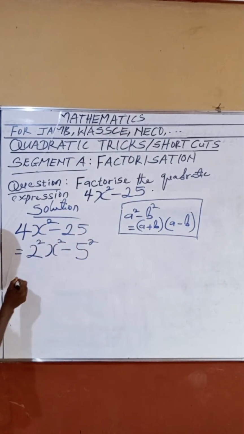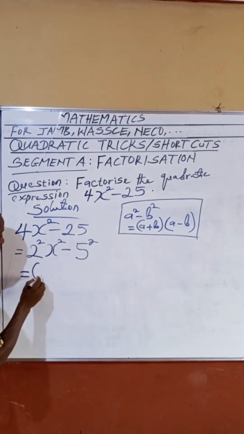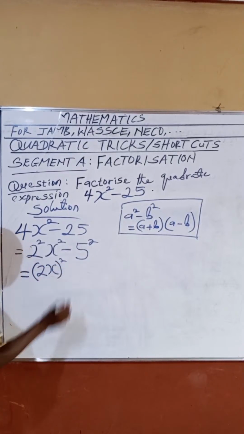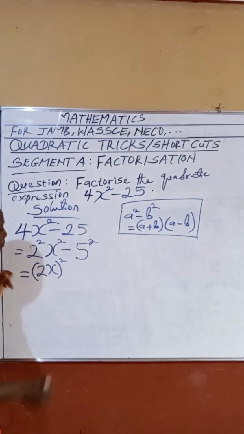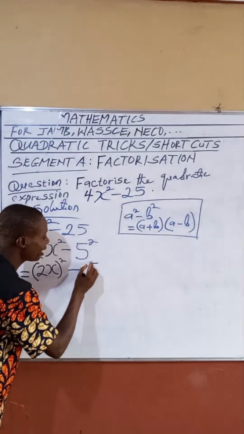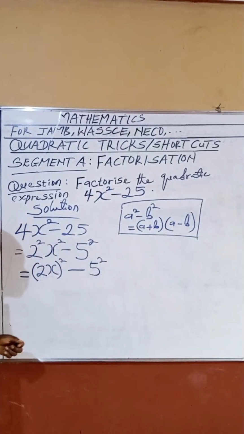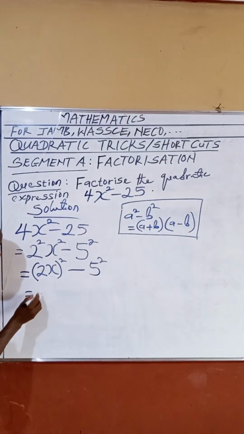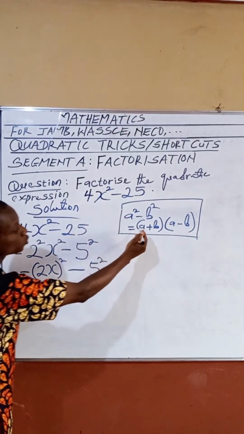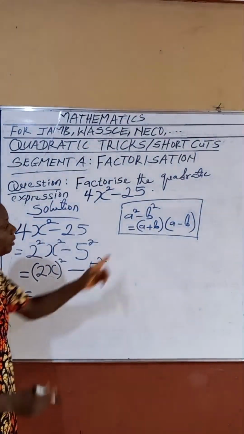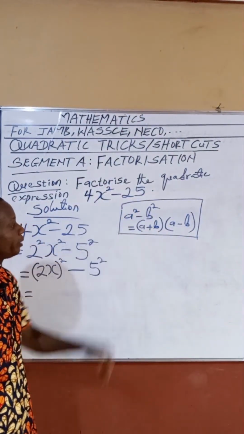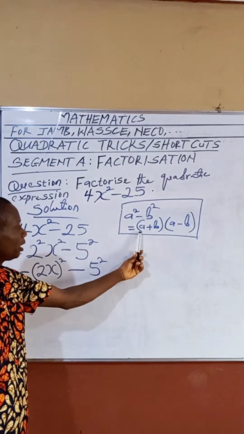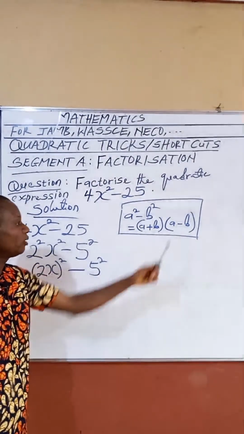So it means each of them are perfect squares. We are going to put these two inside a tiny bracket. Okay? 2x all squared. This is the tiny bracket. Then minus 5 squared. So this is now difference of 2 squares. The next phase is for us to do what? To do it this way. Look at this expression. This is a squared minus b squared. It becomes what? A plus b and a minus b.